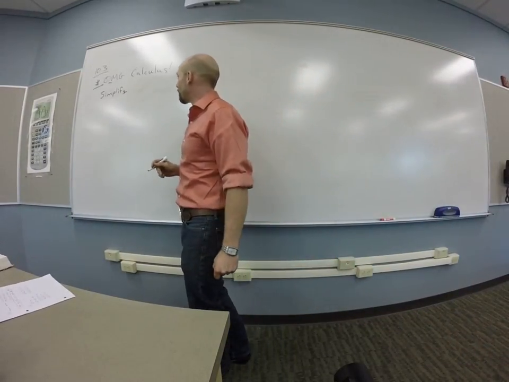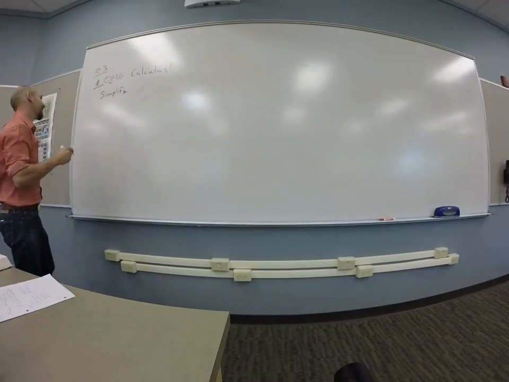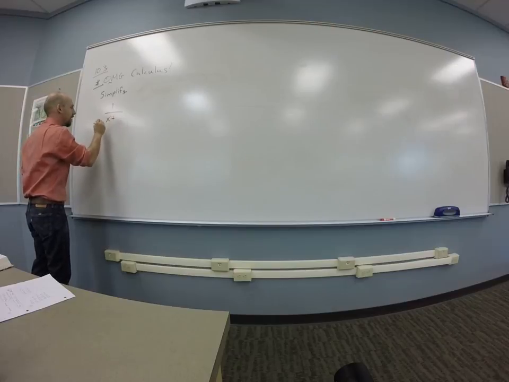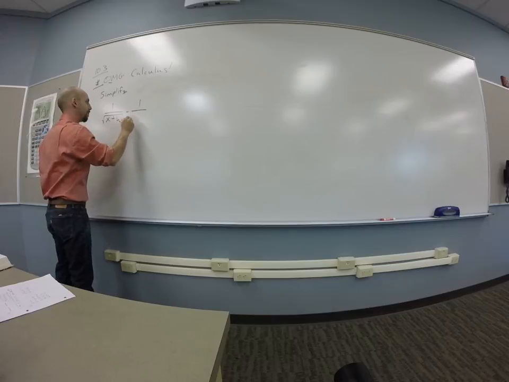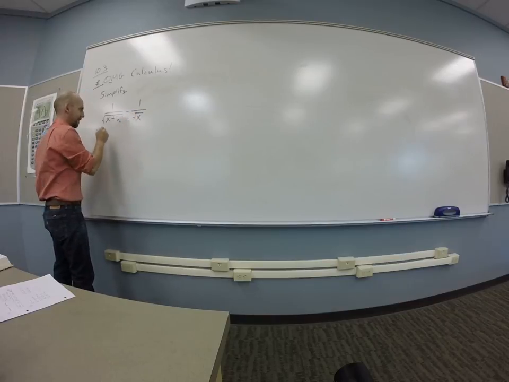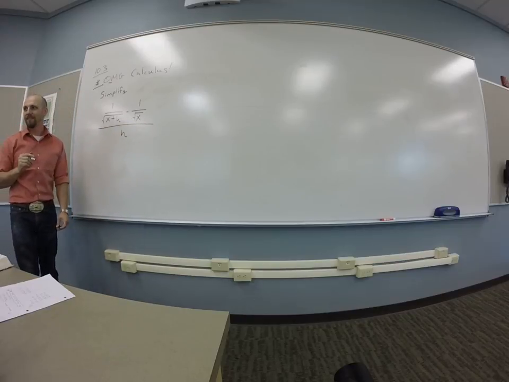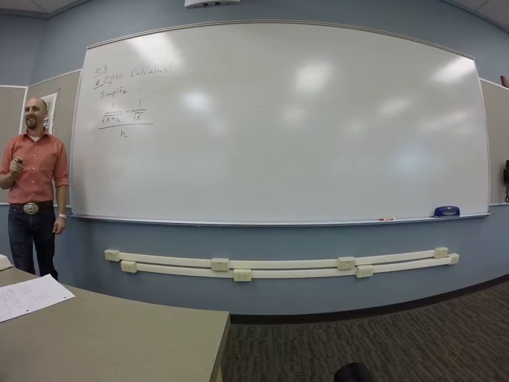Okay, so we have 10.3, number OMG calculus. So we want to simplify 1 over the square root of x plus h, minus 1 over the square root of x, all over h. Guys cool with this? No. No. Okay.